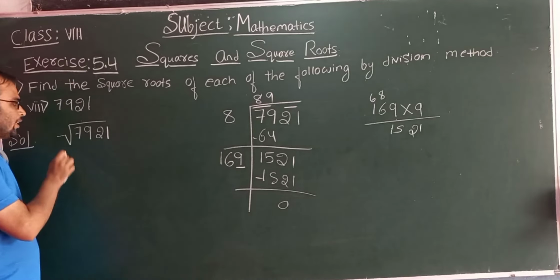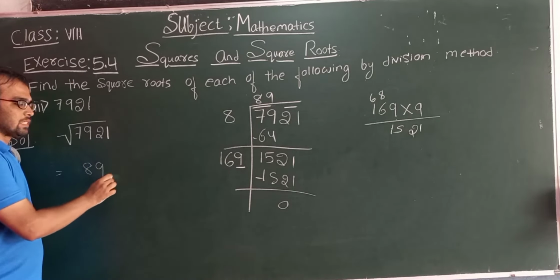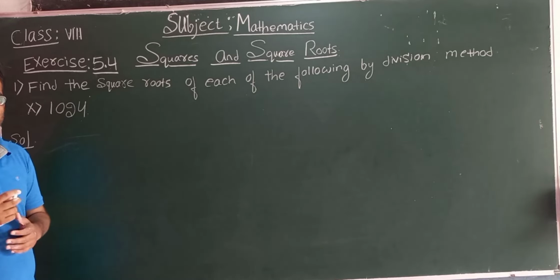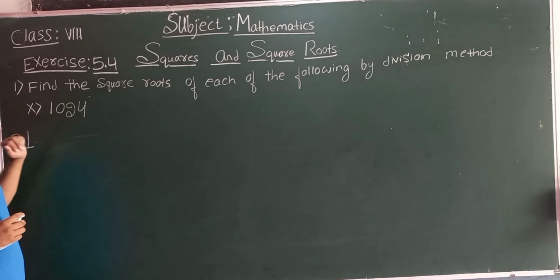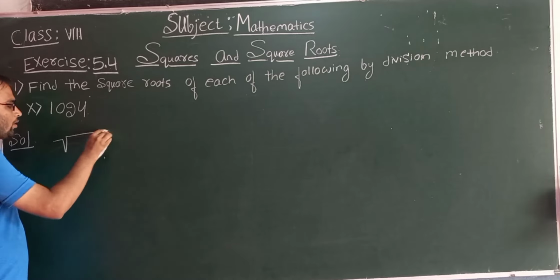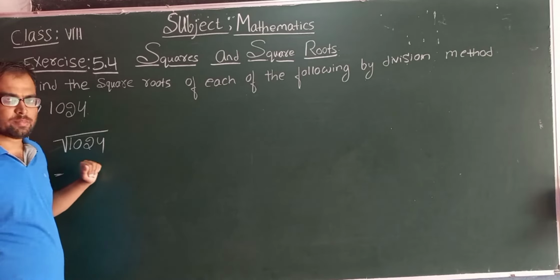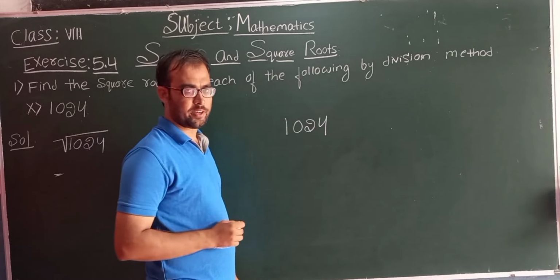Okay, so here we have got the remainder as 0. So what does it mean? The square root of 7921 is what? 89. Students, now we'll solve 10th question. So here what they have given? 1024. Now we need to find the square root of this number. Okay, so we'll find this one by division method. Students, here we have written the number.